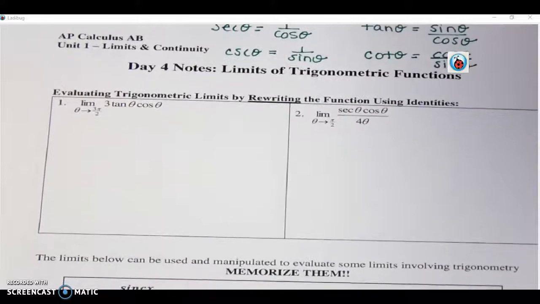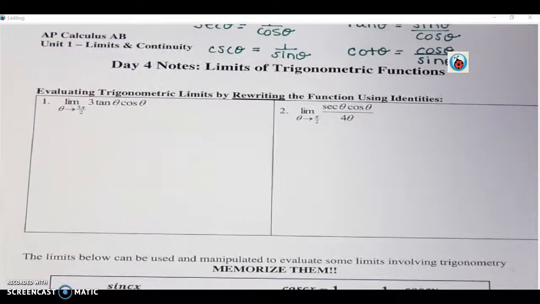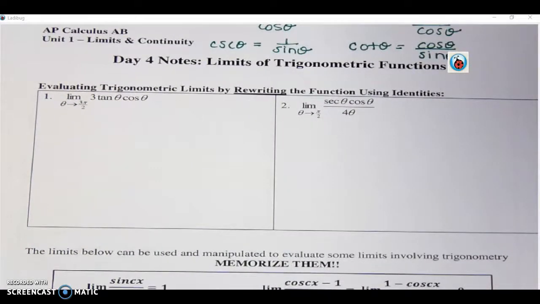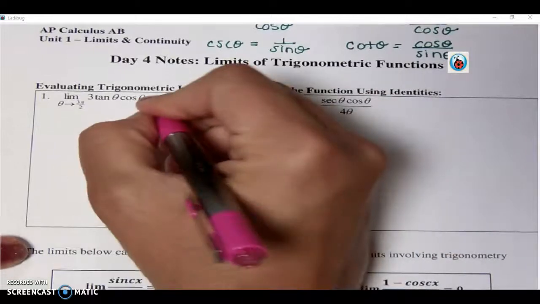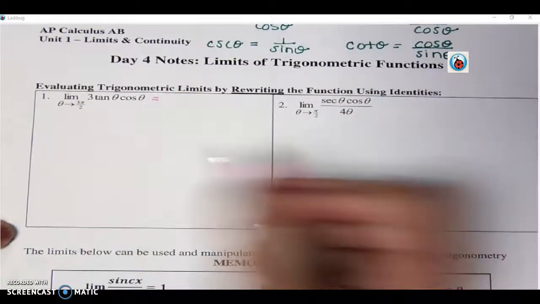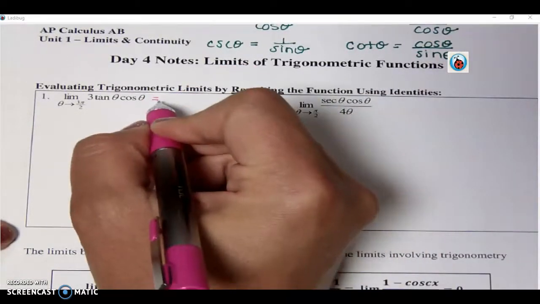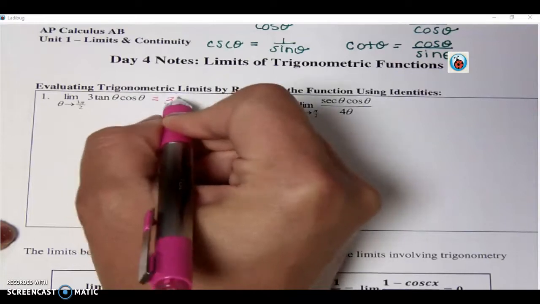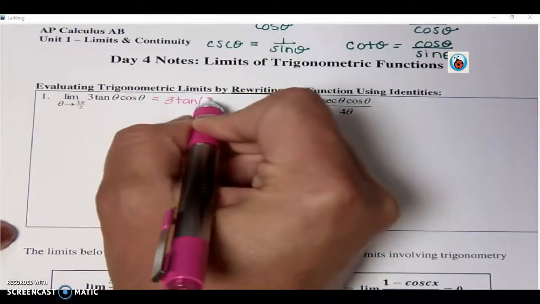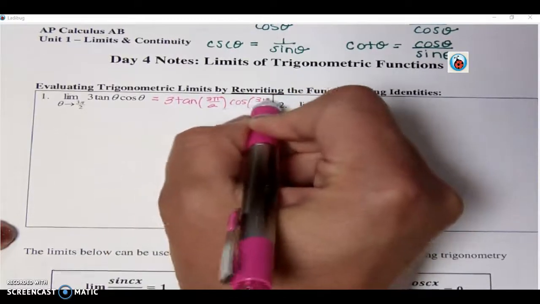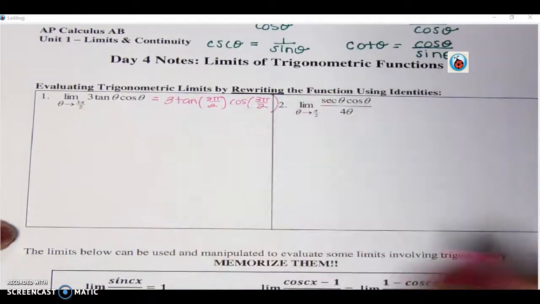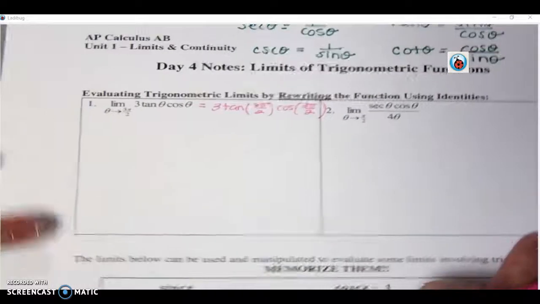Okay, so when we're looking at example 1 here, we want to find the limit as theta approaches 3 pi over 2 of 3 tangent theta cosine theta. So you're always going to try to do direct substitution first. So if we plug in 3 pi over 2 everywhere there's a theta, we are going to have to use our unit circle.